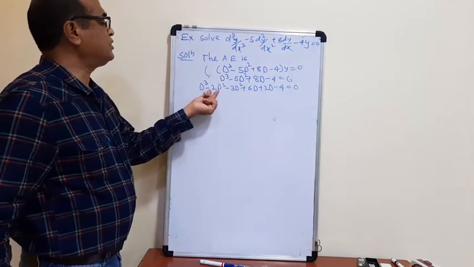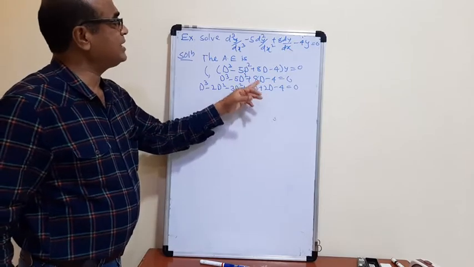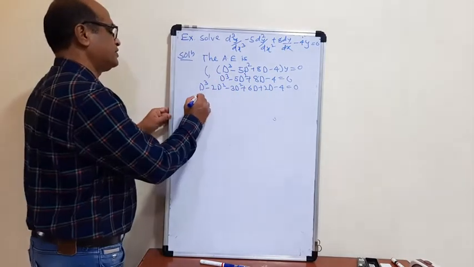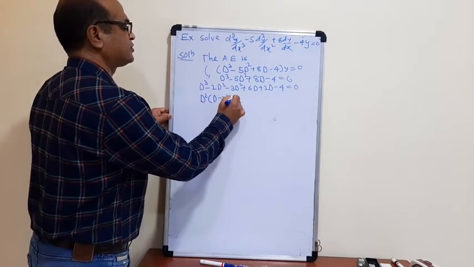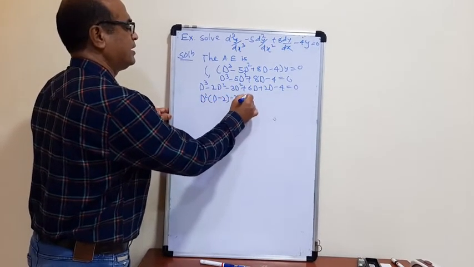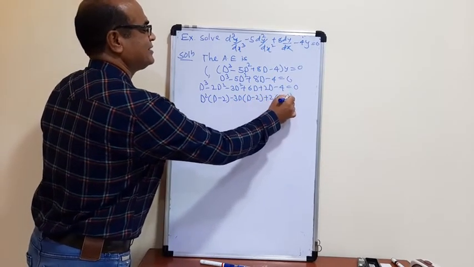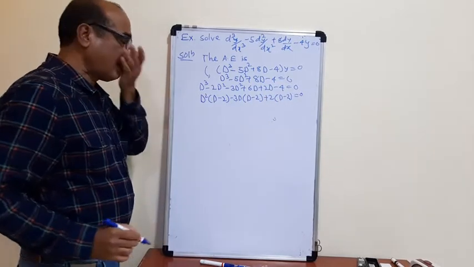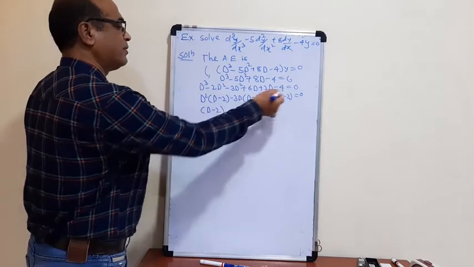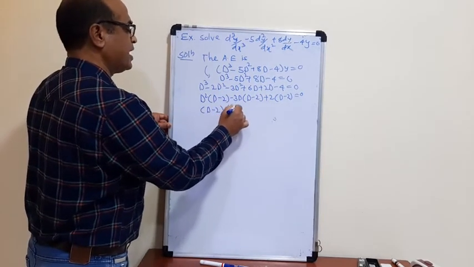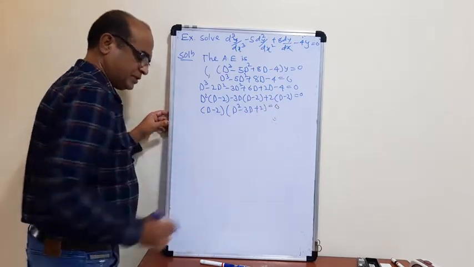So minus 2d square minus 3d square is minus 5d square. 6d plus 2d is 8d minus 4. Okay, common out d square, so this is d minus 2. Common out minus 3d from those terms here: d minus 2 plus 2d minus 2 is equal to 0 here. So d minus 2 into bracket. Again common out d minus 2, so d square minus 3d plus 2 is equal to 0.